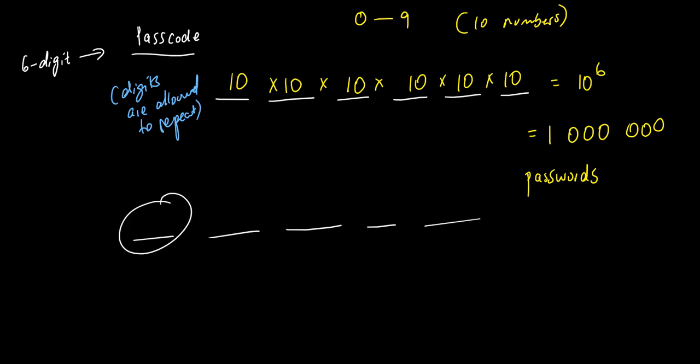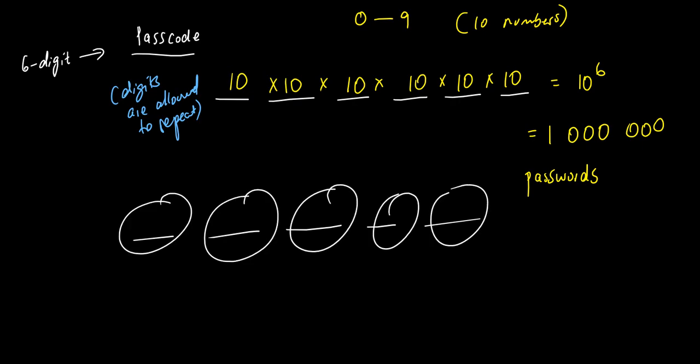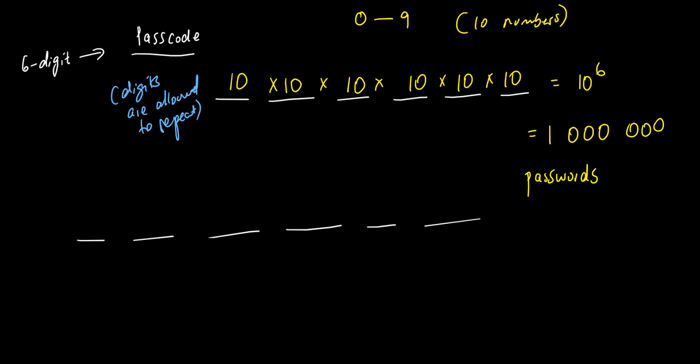So that is 1, 2, 3, 4, 5. We need the 6th one. So here the digits are not allowed to repeat. Now for that, how many are we going to have? For the first slot, guys, I can choose from any of the 10. So I do have 10 options for the first slot.